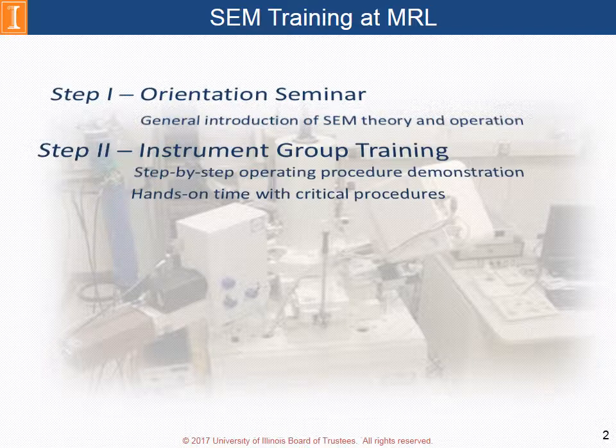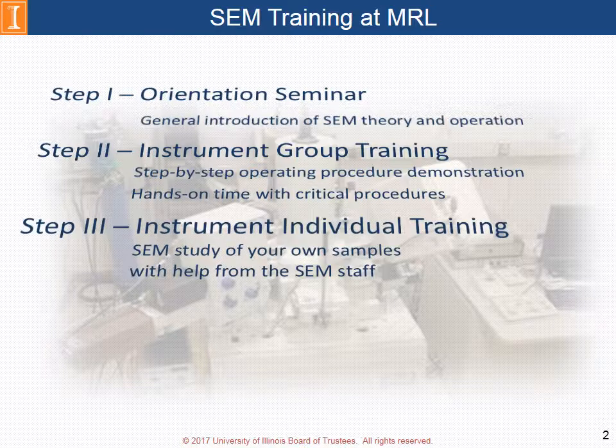The second step is a group training on the instrument. In the group training, the operating procedure will be demonstrated step by step. All users in the group will get the opportunity to have hands-on for a few critical procedures, such as sample loading, microscope alignment, astigmatism correction, and image acquisition.